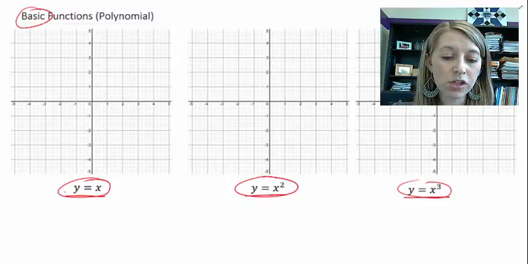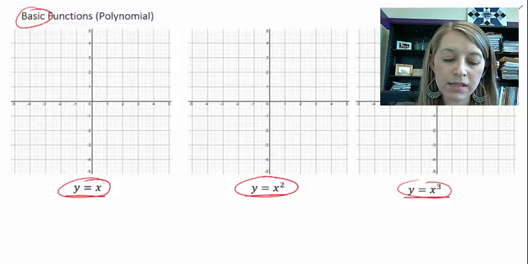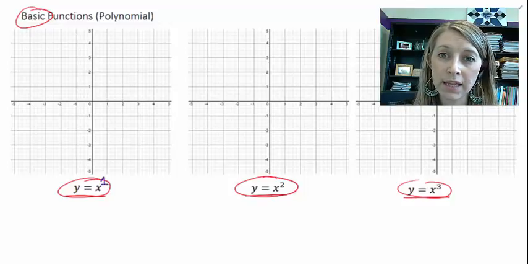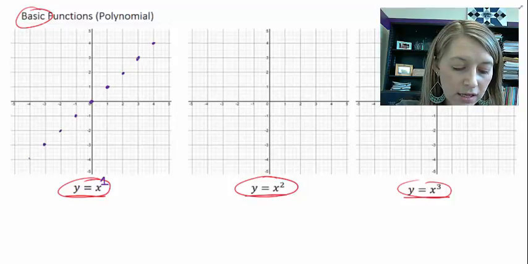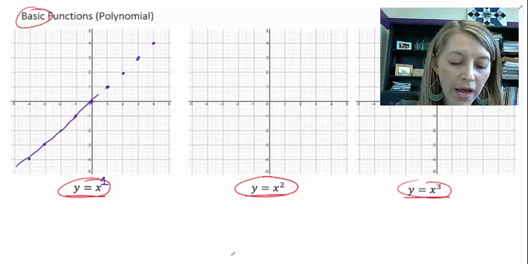Okay, with the first one, y equals x, it is a line because it is degree 1. It's a linear function. If I plug in any x value, I'm going to get out the exact same y value. And so this is my corresponding line. This is the graph of y equals x.